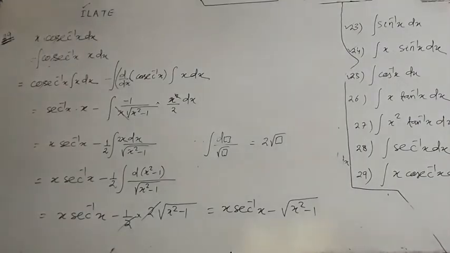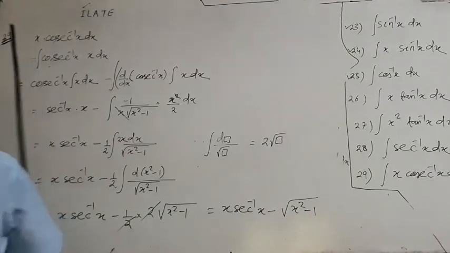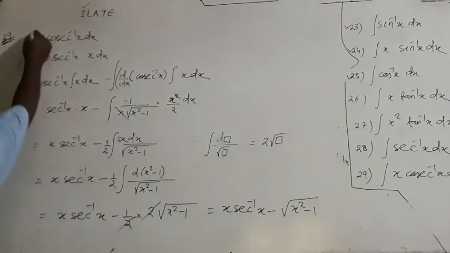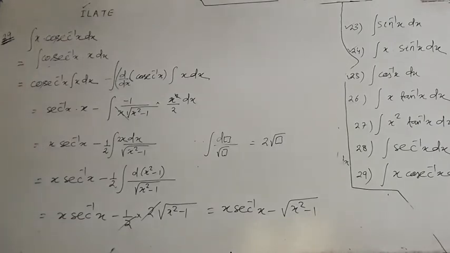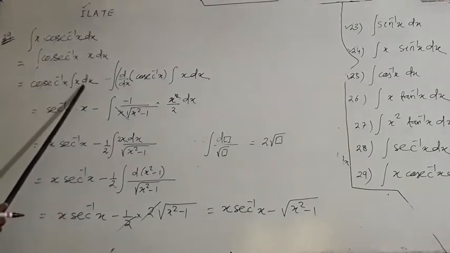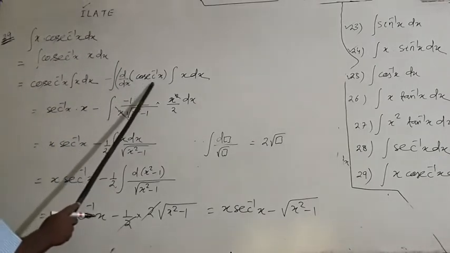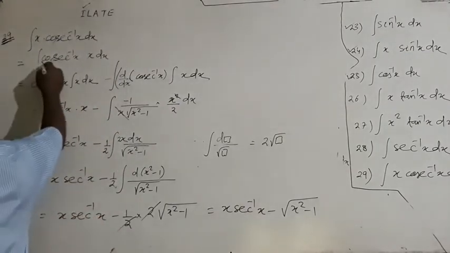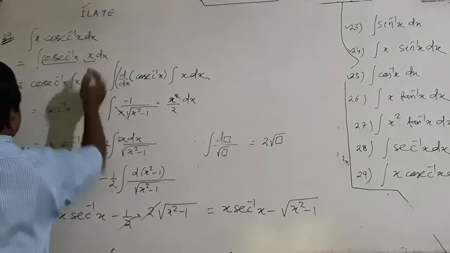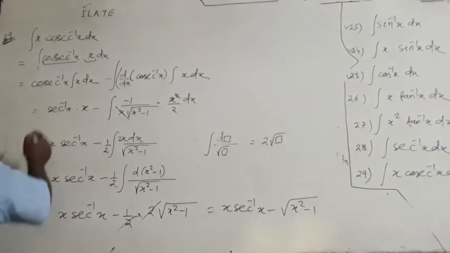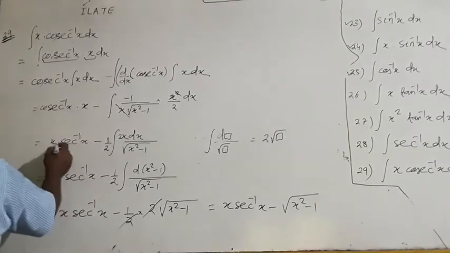Look at problem number 29. It is integration of x cosec inverse x. What you have to do here? The first function is cosec inverse x. The second function is x. Then what you have to do? First into integration of second, minus derivative of cosec inverse x into integration of x dx. This is my first function and this is my second function. Now accordingly I do it. It is cosec inverse x into what?